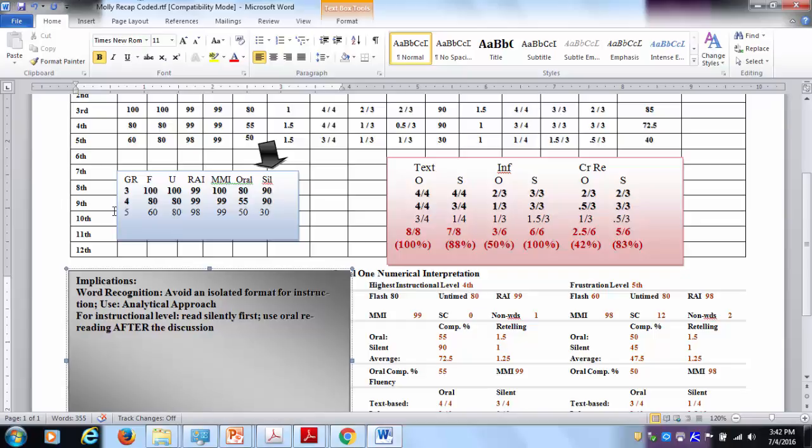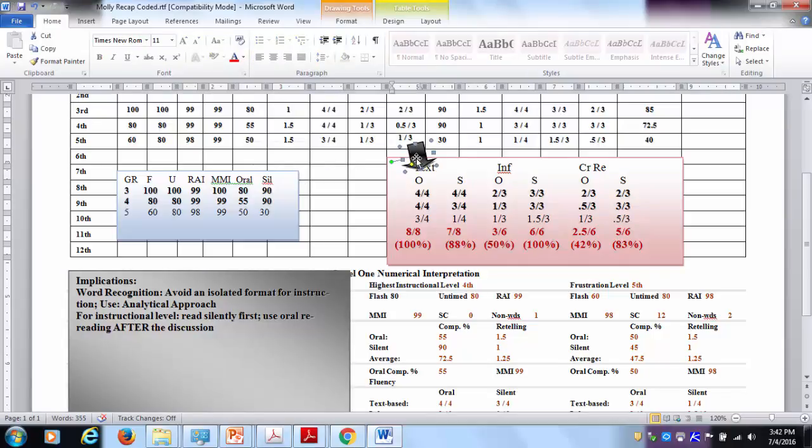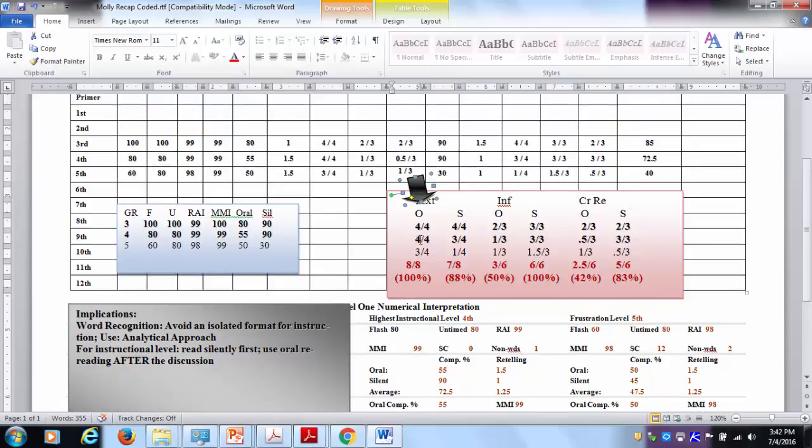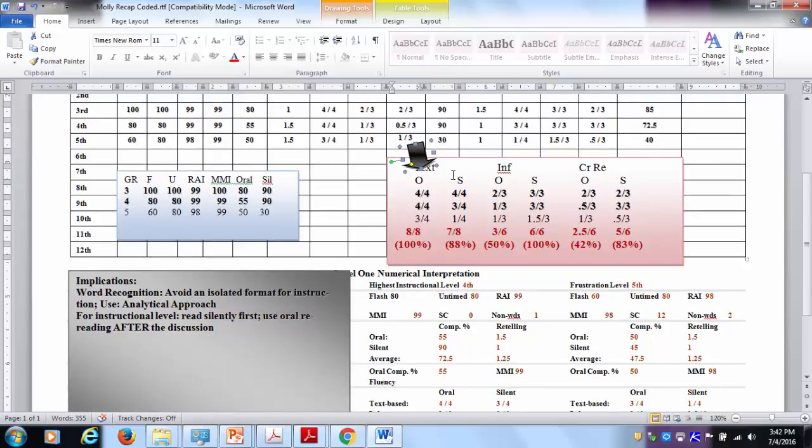All right, so we looked at overall word recognition and we looked at instructional reading. Now we're going to come over and we're going to start looking at question types. All right, notice we've highlighted just the 3rd and 4th grades. And we've even totaled them.